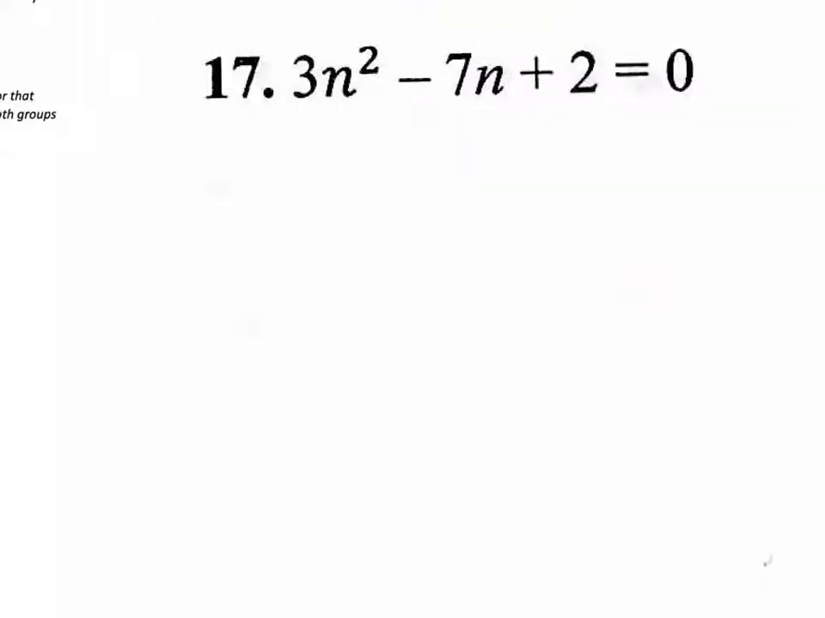What we want to do on 17 here is factor, split, and solve. So we're going to have to use that long process. Again, step 1 on the long process is to multiply a times c. And what is a times c? A is 3, c is 2, and of course b is negative 7. So what's a times c? 6.